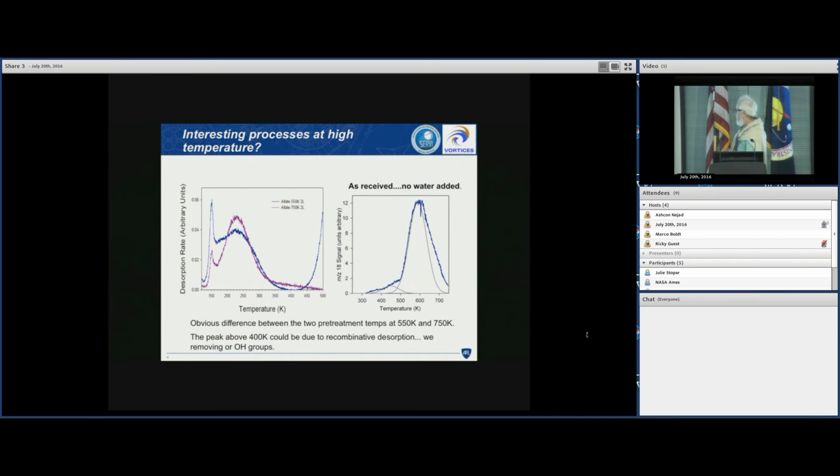And then I do a TPD measurement. This is the purple thing. Here are little multi-layer waters, actually little balls of water on the surface. And then there's this bump here, which is this chemisorbed water. And then it goes down.